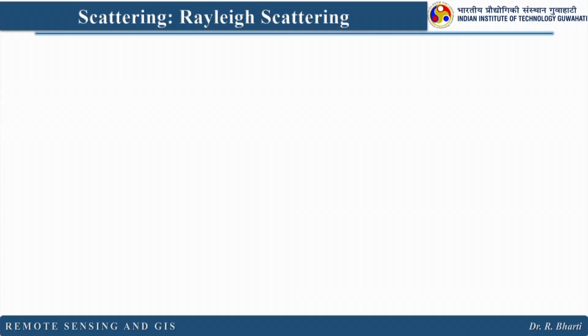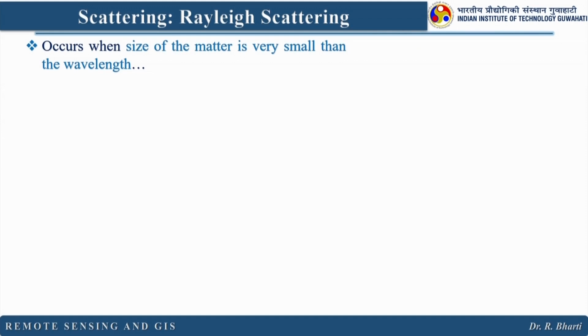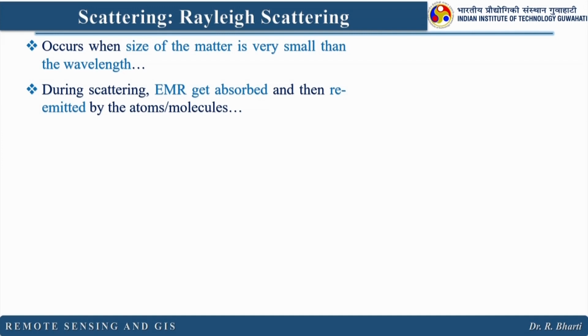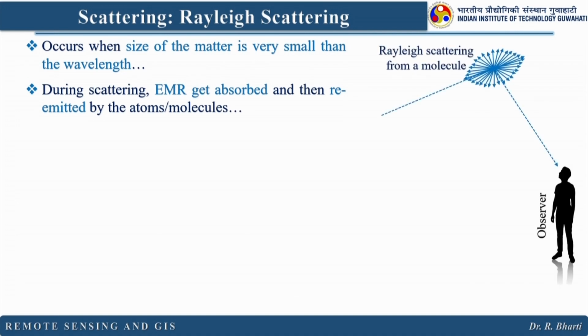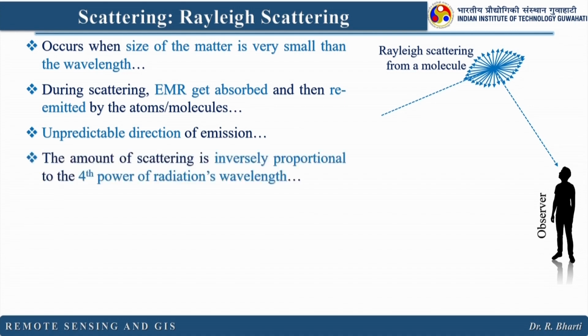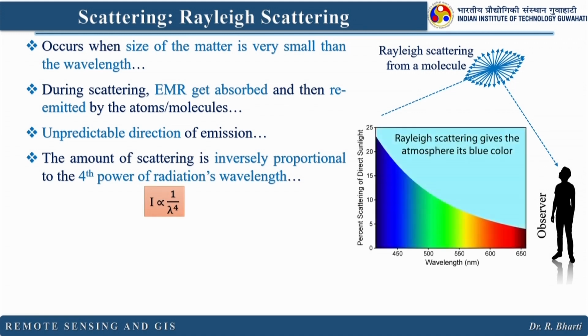In Rayleigh scattering, it occurs when the size of the matter is very small compared to the wavelength. During scattering, EMR gets absorbed and then re-emitted by the atoms or molecules. So here you can see Rayleigh scattering, and it is unpredictable in direction. You cannot predict the direction of emission, and the amount of scattering is inversely proportional to the fourth power of the radiation's wavelength. So which is this.